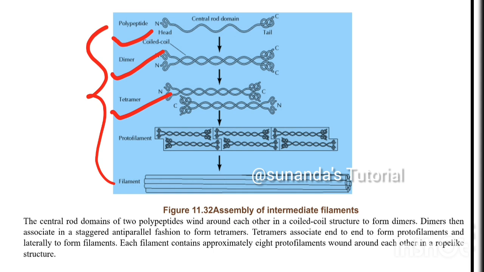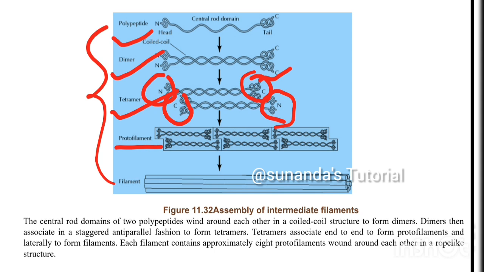pattern. In one dimer, the amino end is here and the carboxyl end is here, but in another dimer, the carboxyl end attaches to the amino end, and the amino end attaches towards the carboxyl end of the other. So in this way they attach with each other and finally form one protofilament.